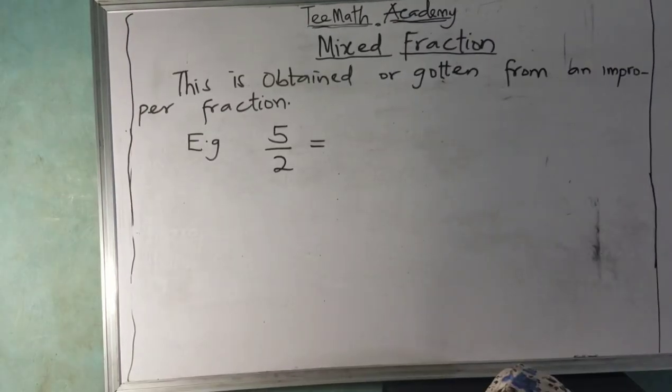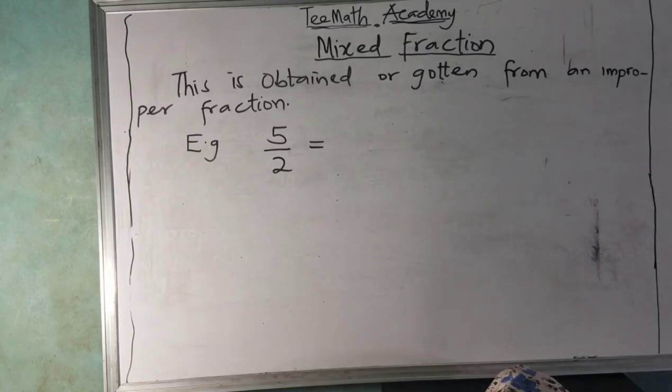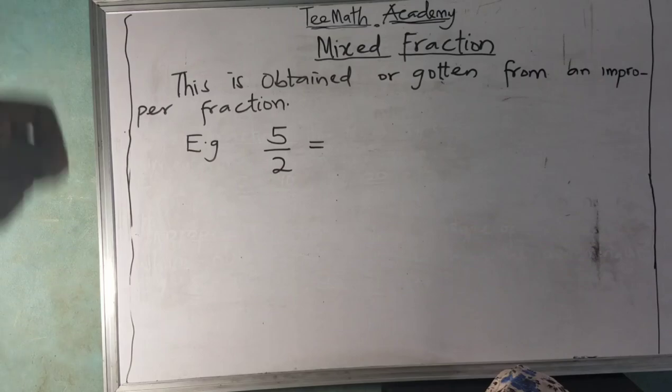Next is mixed fraction. This is obtained from an improper fraction. That is why it is not a type of fraction, just because it is obtained or derived from one of the types of fraction. It is the improper fraction that gives birth to a mixed fraction.